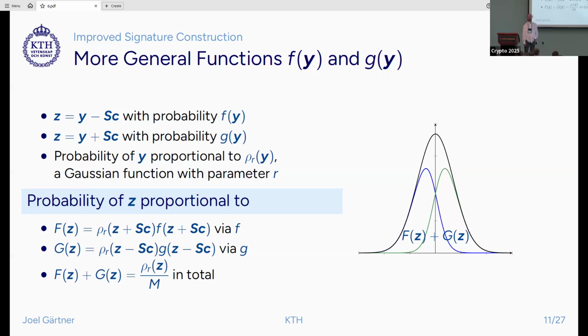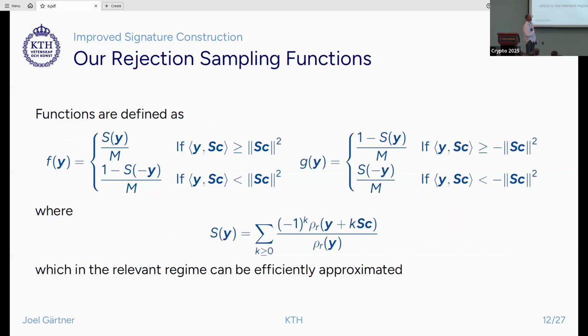So in our work, we developed new functions, f of Y and g of Y, which also can be used for this purpose. We won't go into detail on how we actually construct these, but the end result is functions that look like this, where we note that both f and g of Y are defined in terms of this infinite sum s of Y. And a worry might be that we can't compute this infinite sum efficiently, but we show that in the relevant regime, we can actually approximate this sum sufficiently well by just including a few terms of the sum.